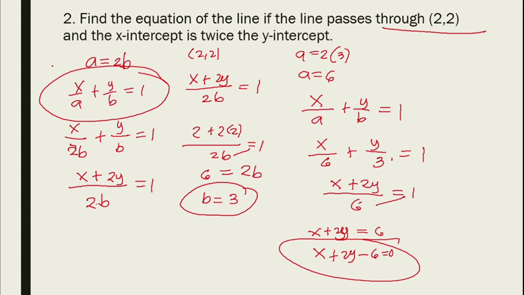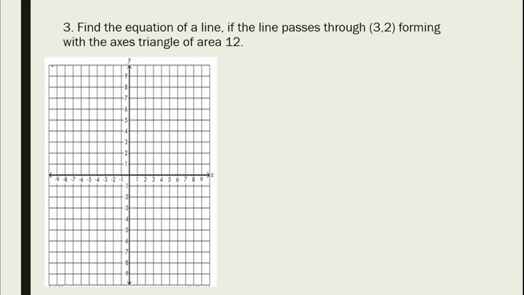But this is just an alternate solution, another way of solving for number 2. Alright, so let's proceed now with number 3. Find the equation of the line if the line passes through (3, 2), forming with the axes a triangle of area 12.